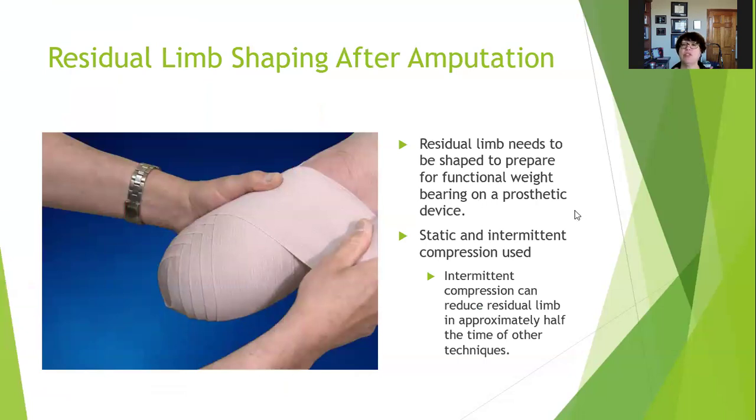After amputation, the residual limb needs to be shaped to prepare for functional weight bearing on a prosthetic leg. So static and intermittent compression are both used. Intermittent compression can reduce the size of the residual limb in approximately half the time of other techniques. The interesting thing about amputations is the residual limb is always changing. So throughout the person's lifetime, that person's going to have to adapt. And one of the things we do when we're doing prosthetic training or rehab after amputation is we're teaching the person how to manage the changes in their residual limb. And compression wrapping can be one way to do it.